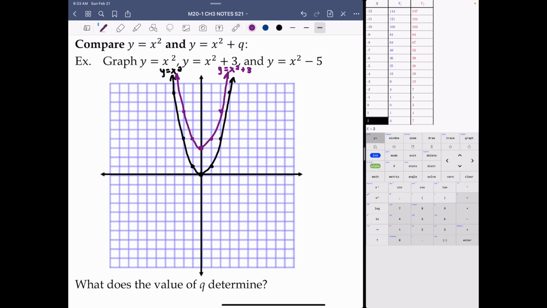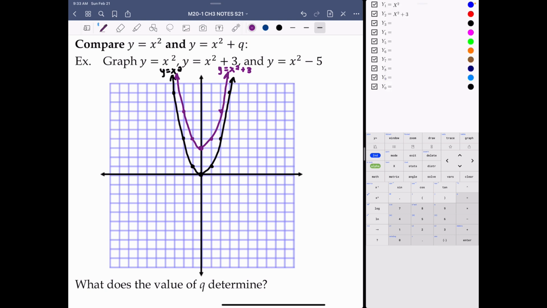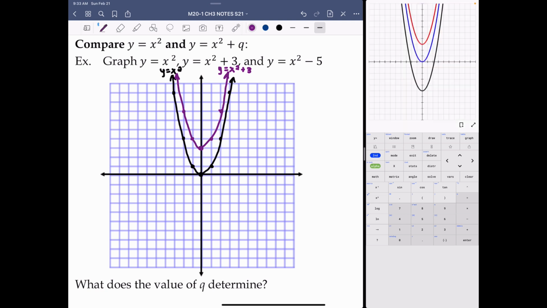Next one, go back to your graphing area. I'm going to leave the 2 functions that are already there, and I'm just going to graph the third function, which is x squared minus 5. And this is the black graph. So again, it looks the same as the other two. It's just been moved down 5 units. Go to my table.